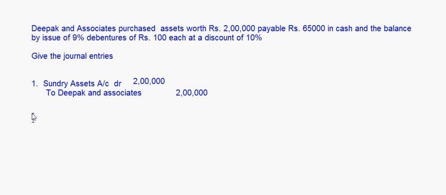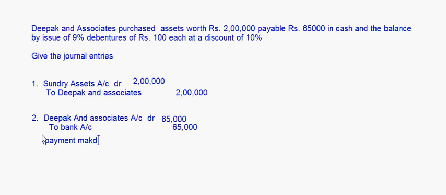Now part of the money is paid in cash. Now when you pay something in cash, the entry will be Deepak and Associates account debit to cash account or bank account, right? Now they are paying 65,000. So this is payment. They have written cash, so you can write to cash account also. Payment made to the vendors, right, in cash.